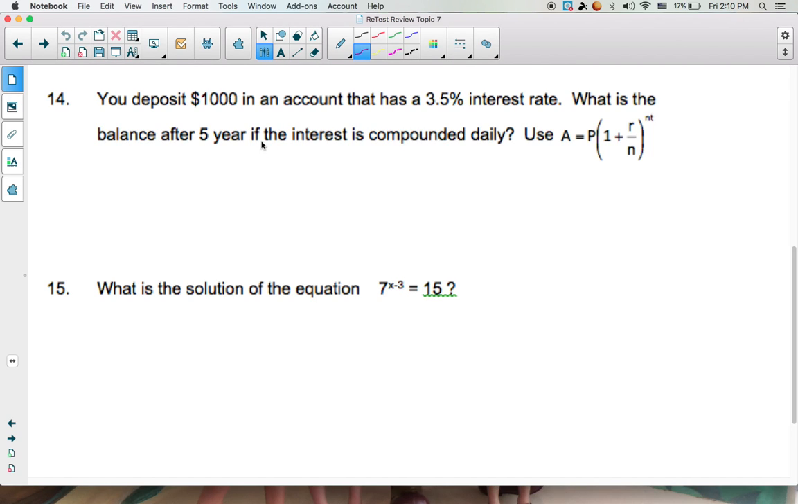You deposit $1,000 in an account that pays 3.5% interest. What is the balance after 5 years if the interest is compounded daily? The amount you deposit is P. Your interest rate is R. Your time would be T, that would be in years.